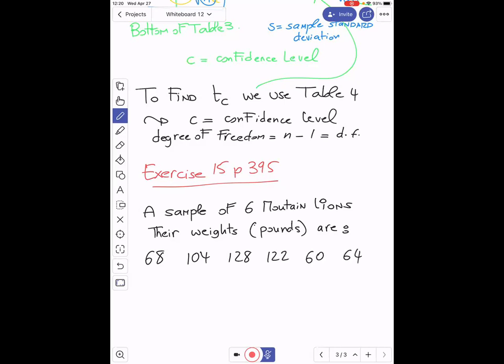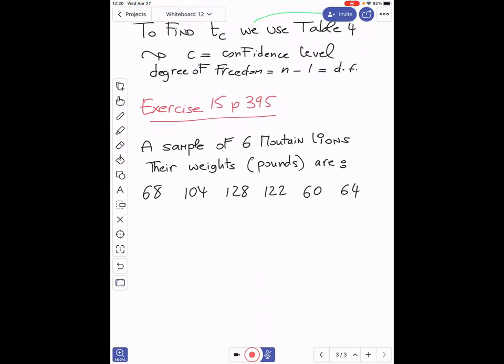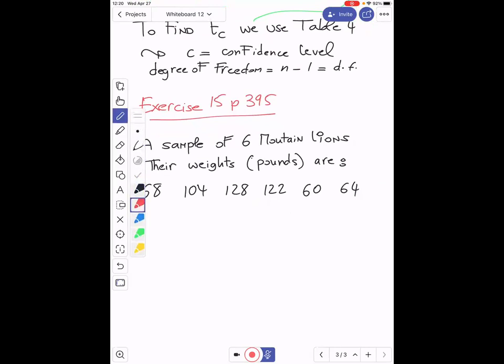All right, so we have this sample of 6 mountain lions. The first one has a weight of 68 pounds. The next one is 104, and so on. Because you have this sample, you can compute or check.